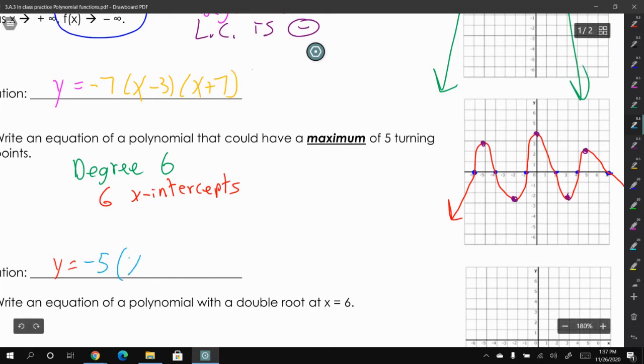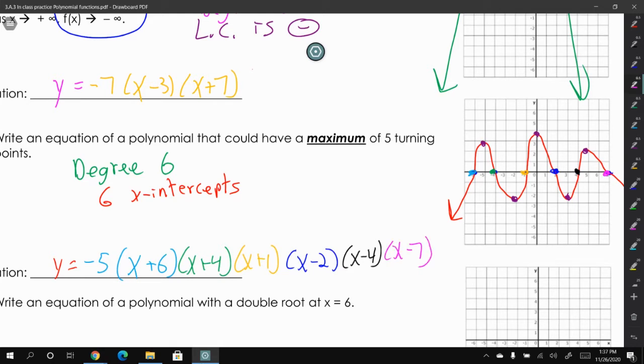And then we have x plus 6 for our first 0 here. Our next one is going to be x plus 4. And then we're going to have x plus 1. And then we're going to have x minus 2. And then x minus 4. And then we're going to have x minus 7. So again, there were a lot of ways that you could have done this problem. This is just one of your correct answers.